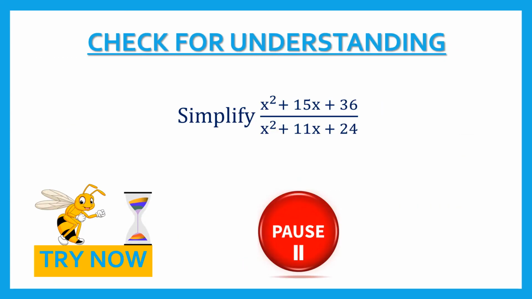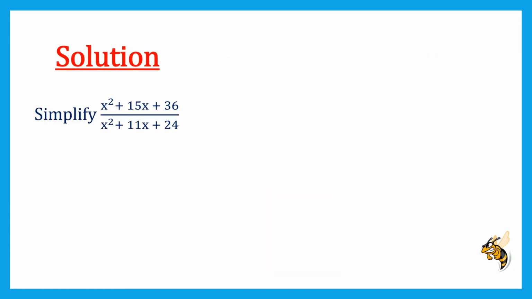Now let's go ahead and check for understanding. Simplify x squared plus 15x plus 36 all over x squared plus 11x plus 24.